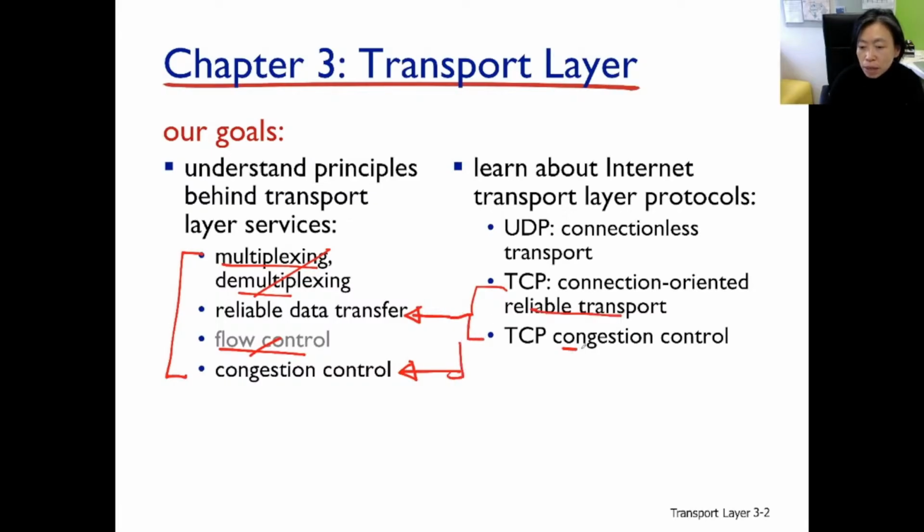Reliable transport, congestion control. Now you can imagine UDP being very simple. It's a connectionless transport layer service versus TCP being connection oriented. So in UDP, you don't need to set up something ahead of time before we send data. But in TCP, you need to have a setup process before we begin to send data packets.